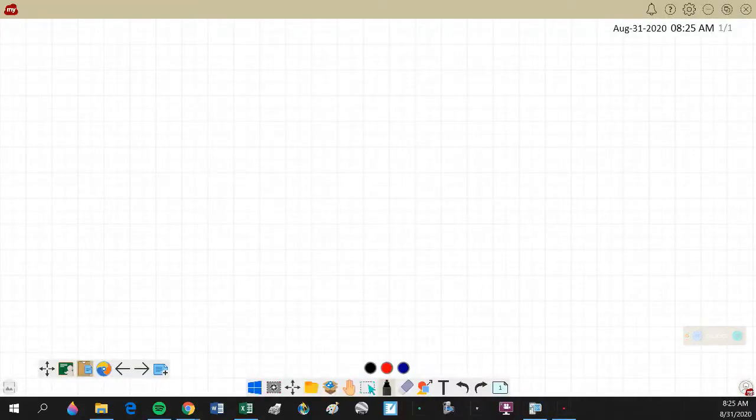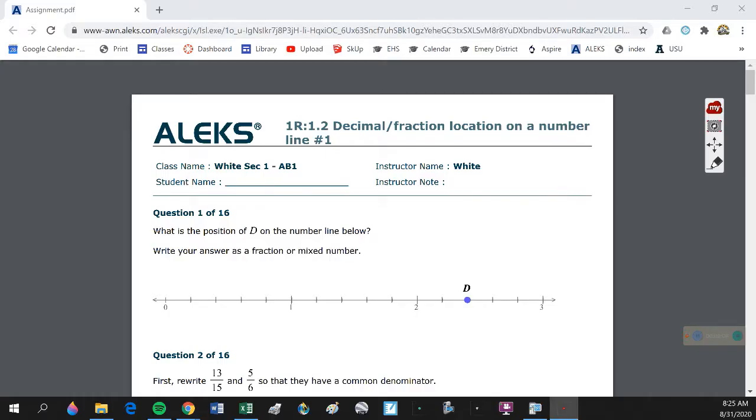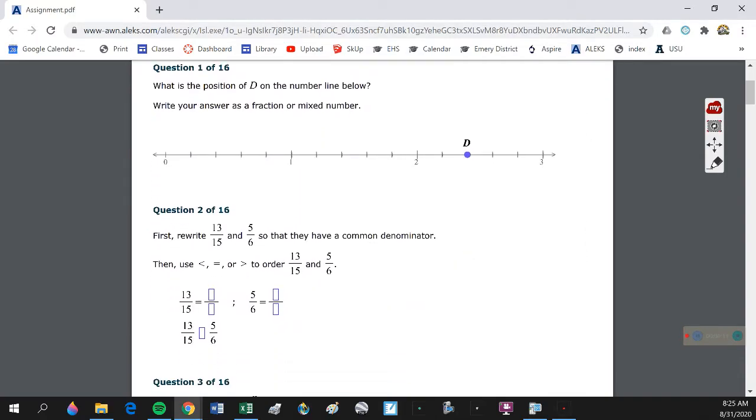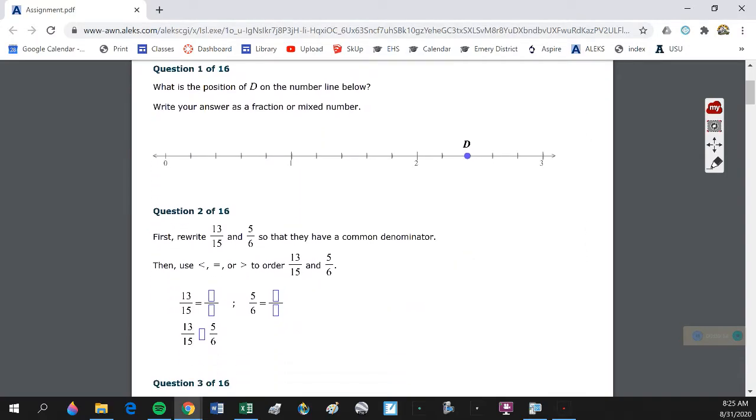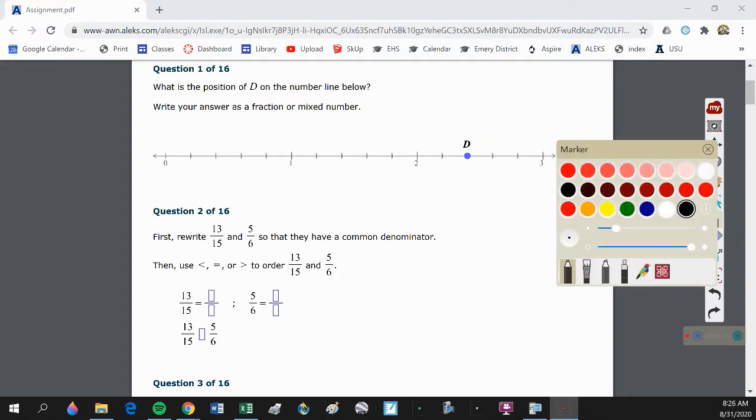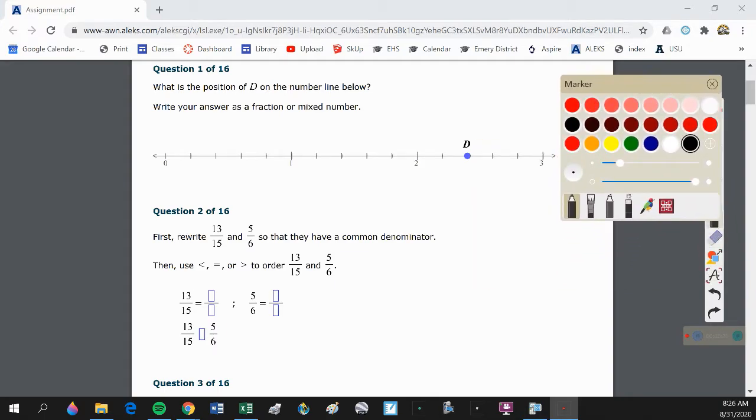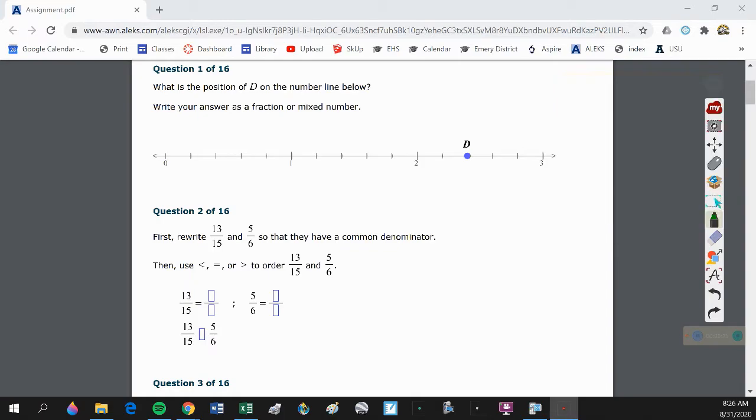All right. Today we're going to work on set 1.2 in ALEKS. So here's what it looks like. You'll be asked, what is the position of D on the number line? So look at this number line. You can see that D is somewhere between 2 and 3. How do we determine what its position is?